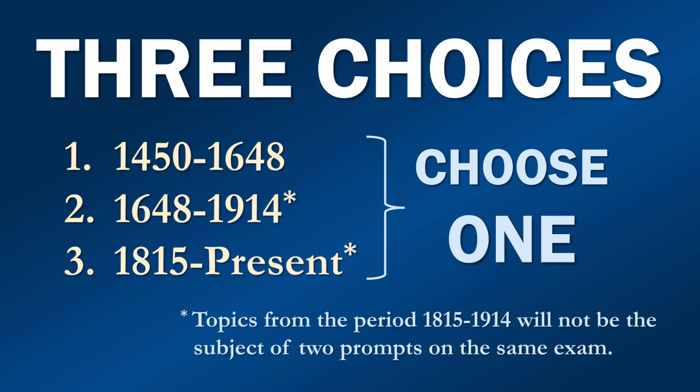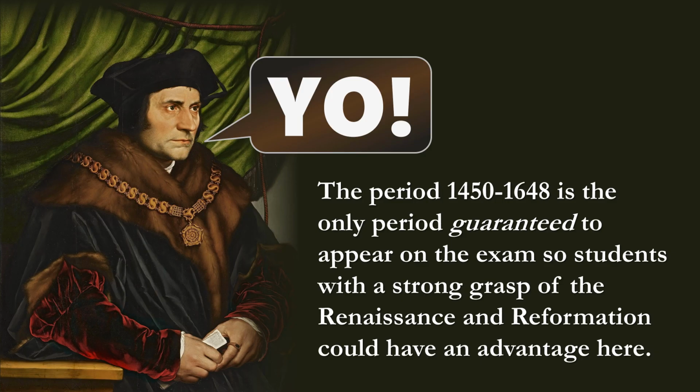Now note here that topics from the period 1815 to 1914, the so-called period 3, will not be the subject of 2 prompts on the same exam. So, with that, you're going to have 3 choices, and 3 of the 4 historical periods will be represented. And note that the first period, 1450 to 1648, is the only period guaranteed to appear on the exam. So students with a strong grasp of the Renaissance and the Reformation could have an advantage here on the LEQ because that time frame will always be an option.